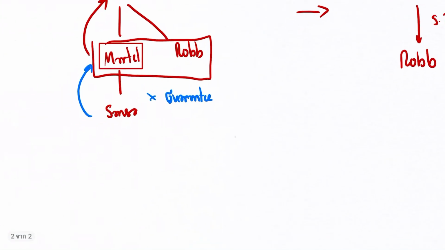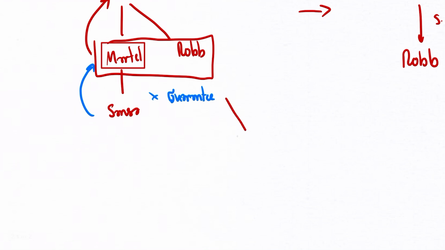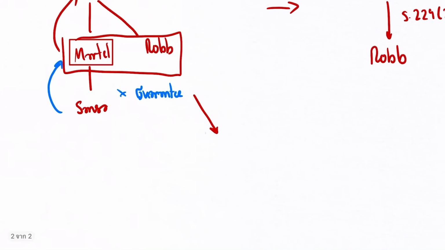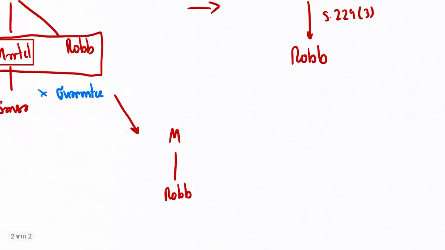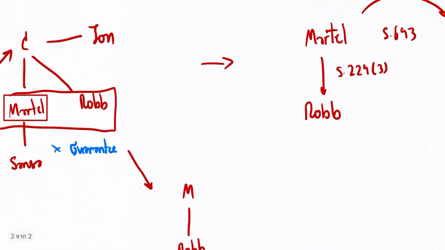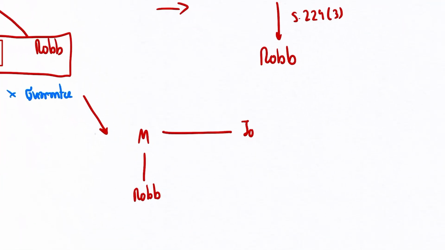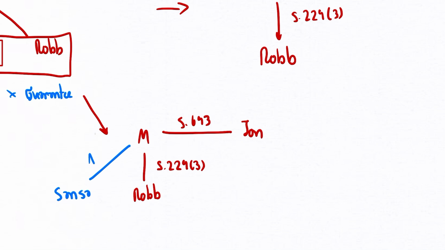So now we look at the effect after Mattelco pays. It is the subrogation here, where Mattelco will be in the position of the creditor. Here Rob is the guarantor, in his position as guarantor because he's the joint debtor. And we also have another person who is John. This is the right of reimbursement under section 693. Mattelco can demand from Rob under 229 subsection 3. And we also have Sansa here, whom Mattelco can claim reimbursement from not by any provision but by agreement.